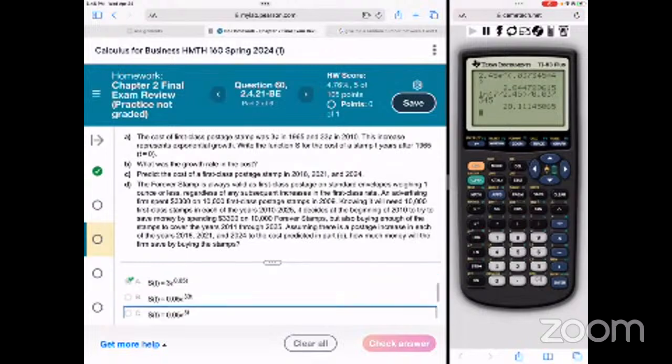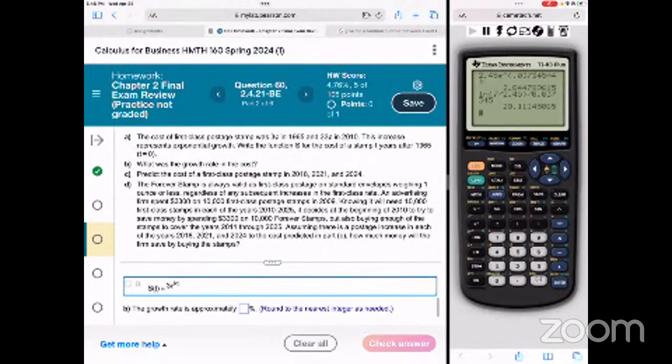All right. Okay. So now we have our model. The growth rate is approximately 5%. I think it's just 5. I got that directly from the model.